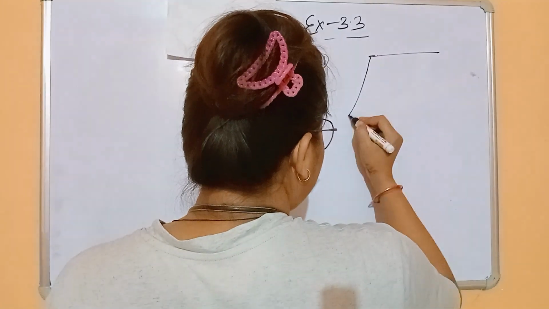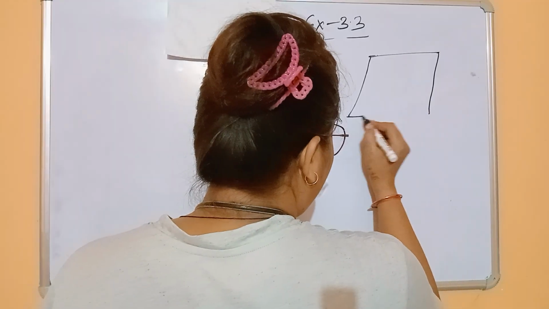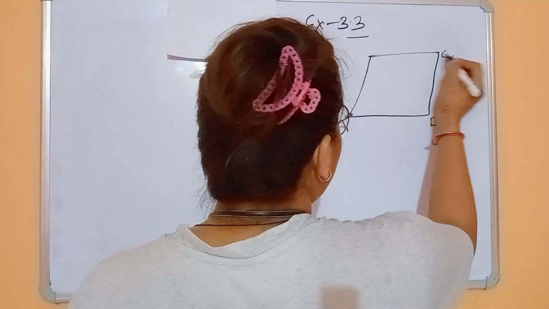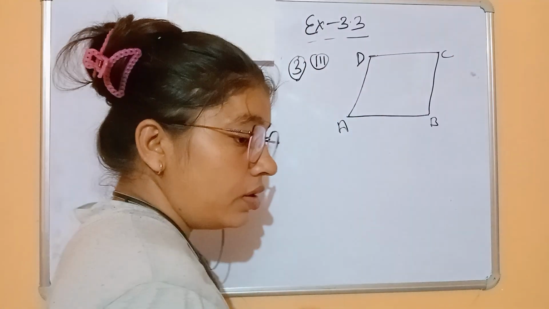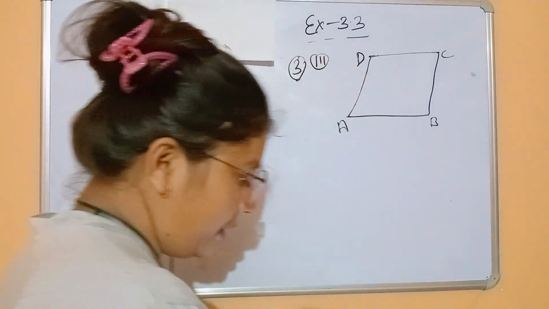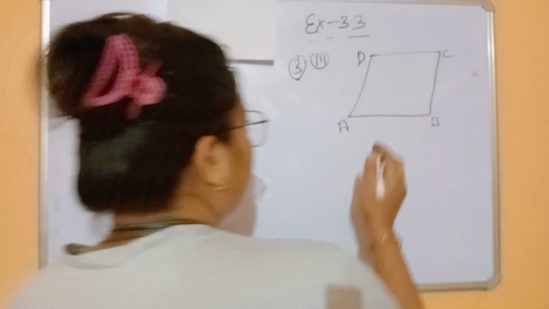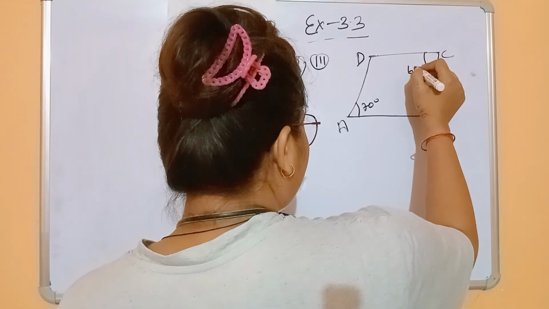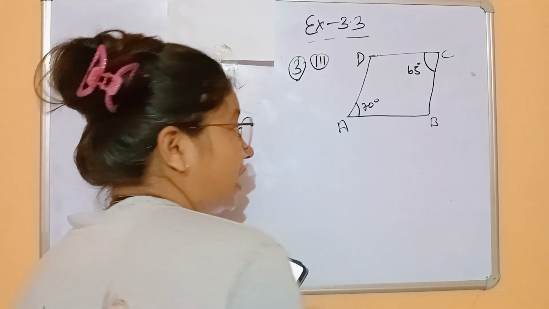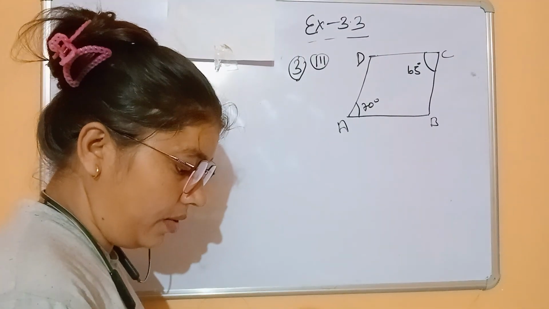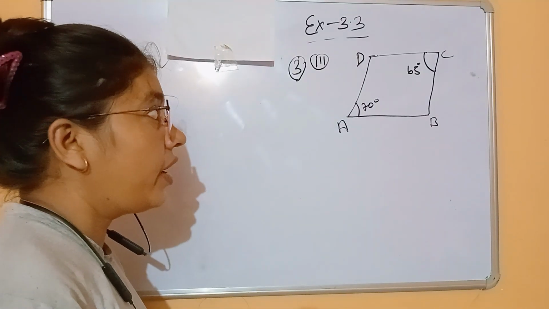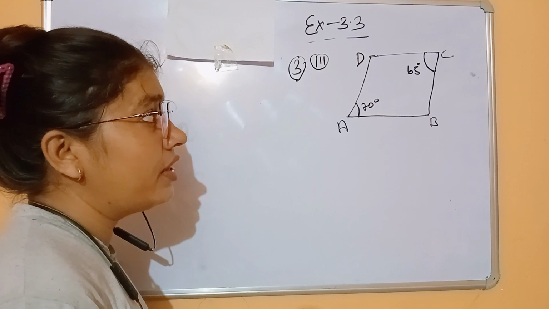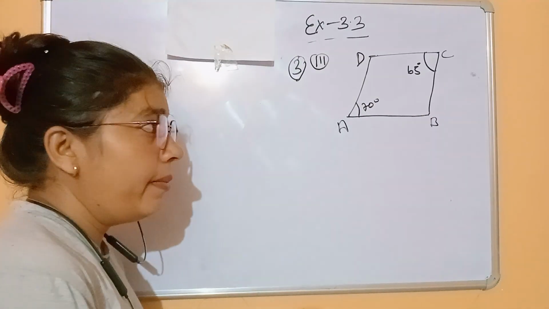So in the third question, what does it say? ABCD. The third question says angle A is equal to 70 degrees, angle C is equal to 65 degrees. You easily see here A and C are opposite angles, so angle A should be equal to angle C. But by this figure, angle A is not equal to angle C, which does not follow a parallelogram.